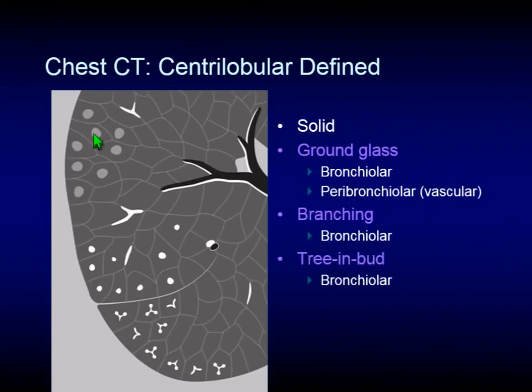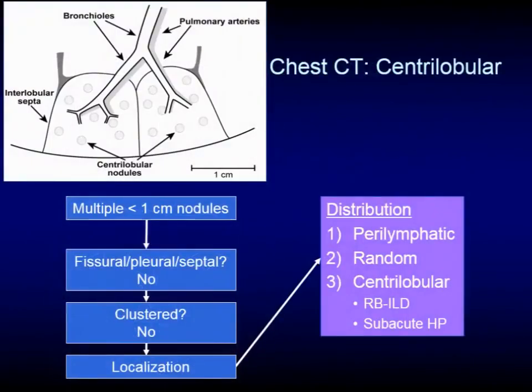So centrolobular nodules can be solid, but more often they're going to be ground glass. Generally they're going to be bigger, maybe 5 millimeters or larger, fluffier looking. They may be branching, and they may be tree-in-bud, which look like jacks. And if you superimpose the secondary lobular structures, you see all these nodules are in the center or cluster to the center of that secondary pulmonary lobule.